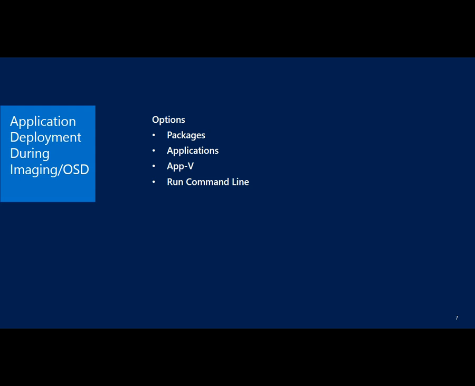Applications are more complex, though, than packages, depending if you build out all the logic with supersedence and dependencies and deployment logic or detection logic and things, right? So use your best judgment. You can certainly deploy during task sequencing, and then finally run command line. Right, run command line is a very easy one to use. You can run PowerShell scripts, you can run batch files, you can run really whatever you want to. Right, so I just highlight these all as deployment mechanisms.